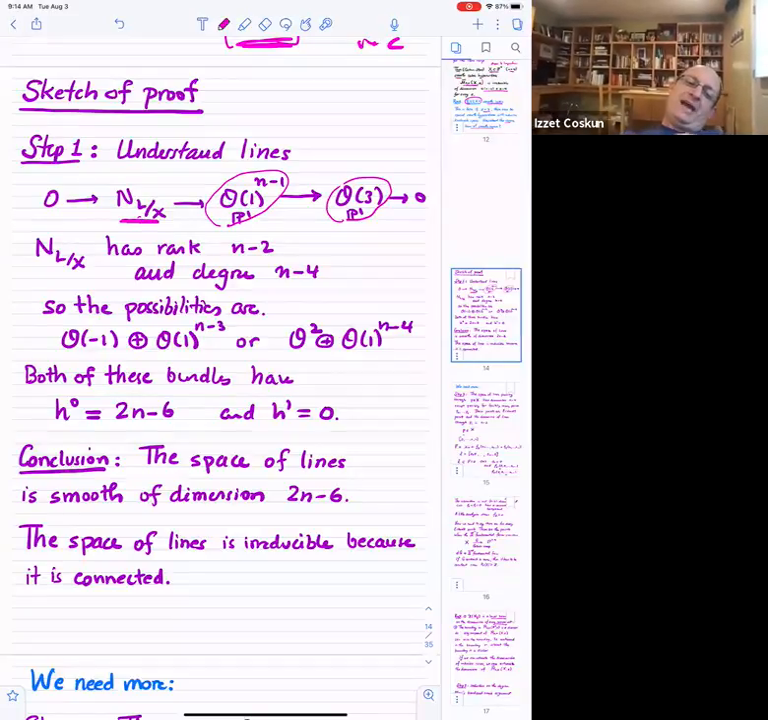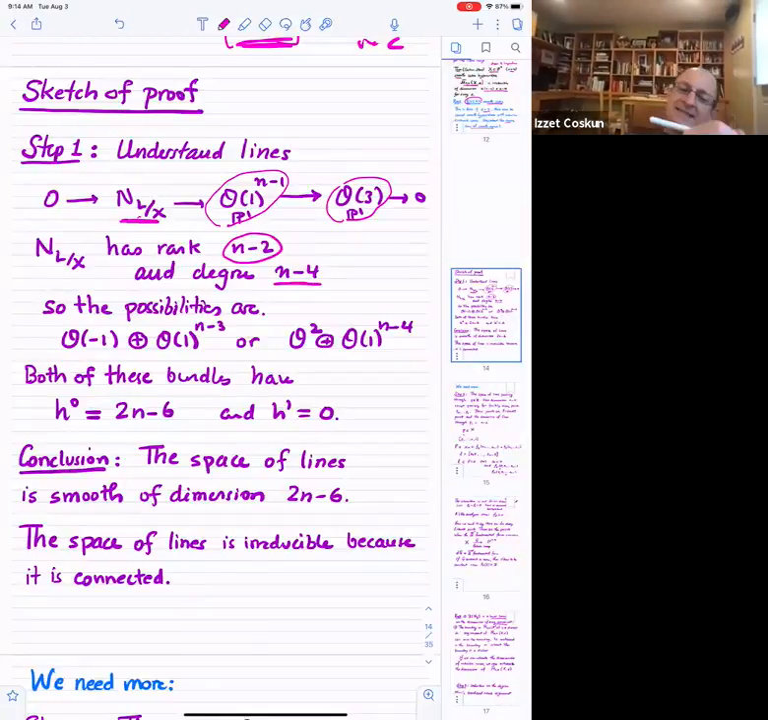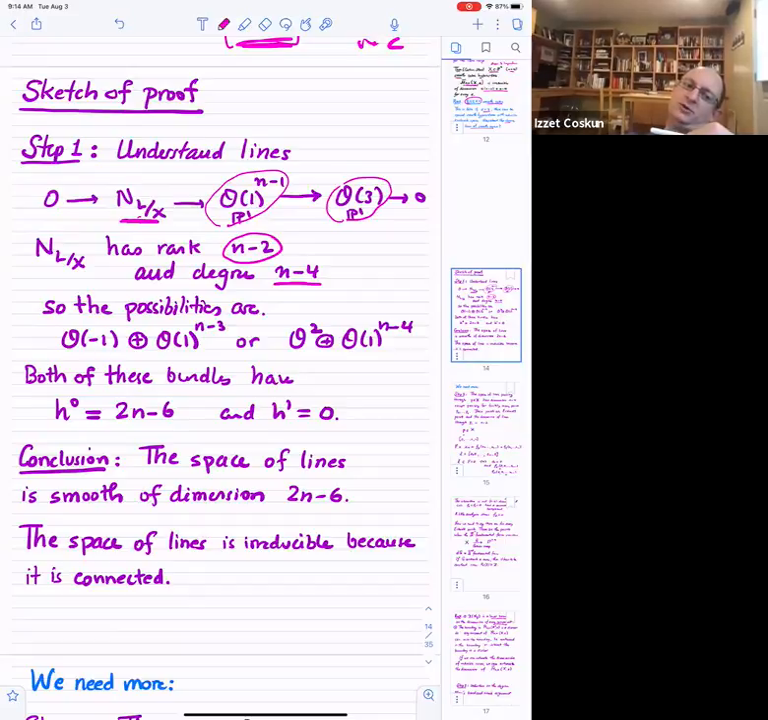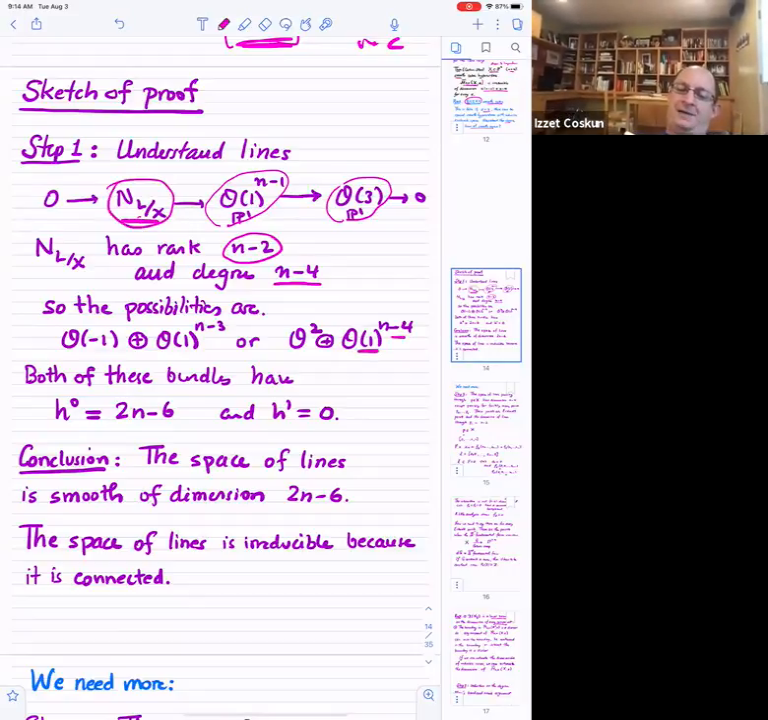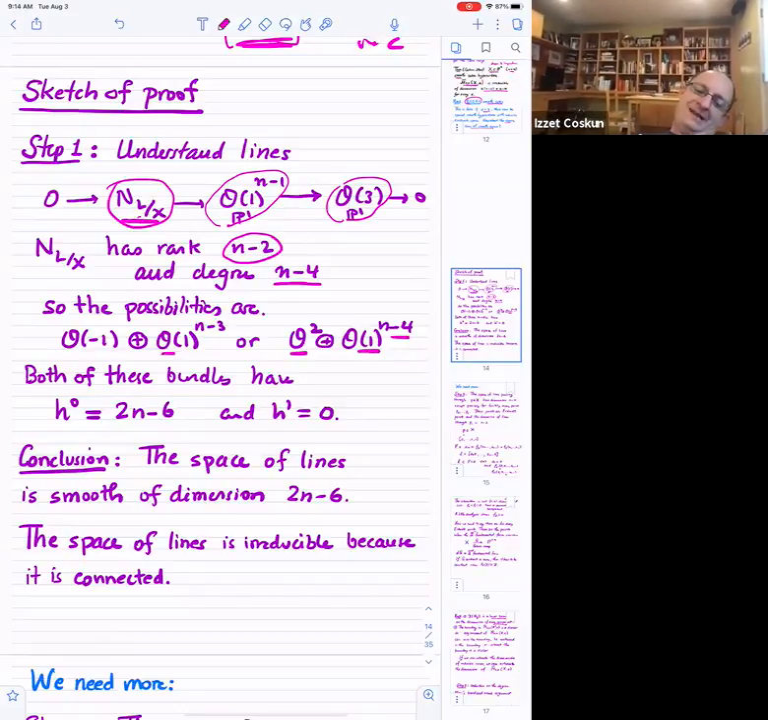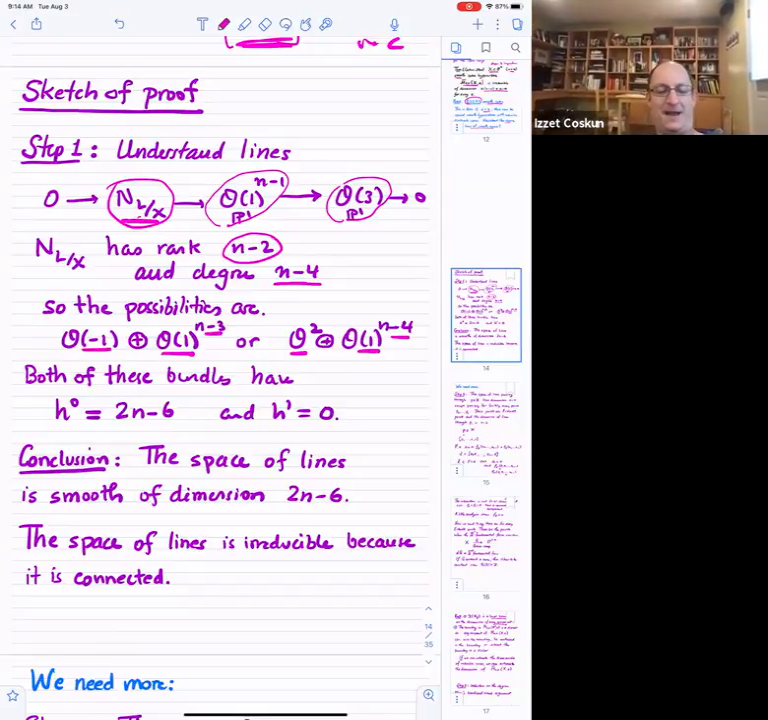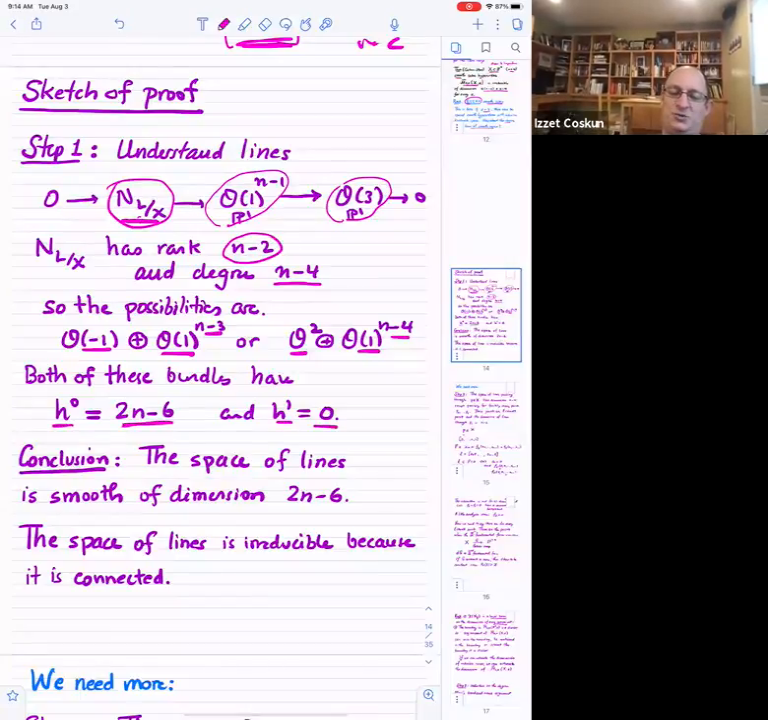So here we have a rank n-2 bundle of degree n-4, and you can ask how it splits. It's a sub-bundle of O(1), so the largest summand has to be a 1. Well, there are only two ways it can split. It can be n-4 copies of O(1) and 2 copies of O, or it could be n-3 copies of O(1) and a copy of O(-1). So from this you learn that both of these have h^0 not equal to 2n-6 and h^1 equal to 0.